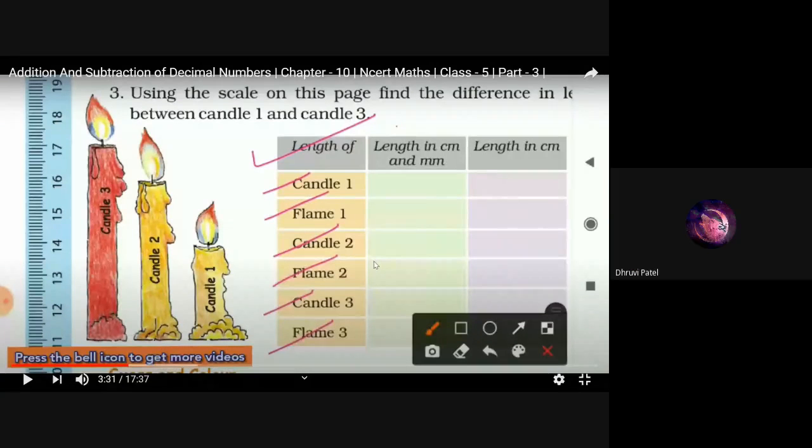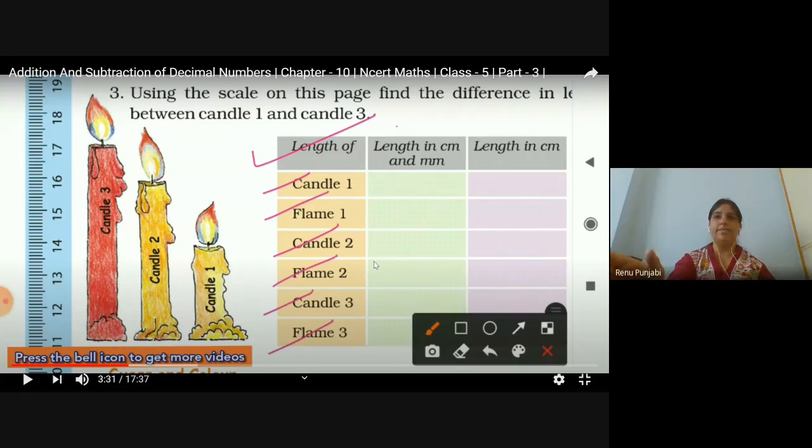Yes, Dhruvi. Ma'am, it is written length in centimeter and millimeter, and there is one length in centimeter only. So what do we have to do in that? Yes, I will tell you.